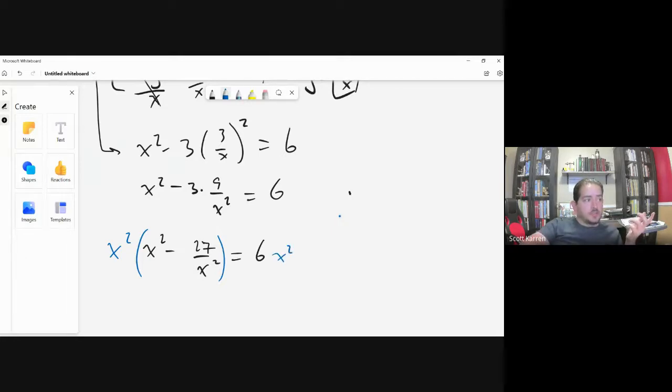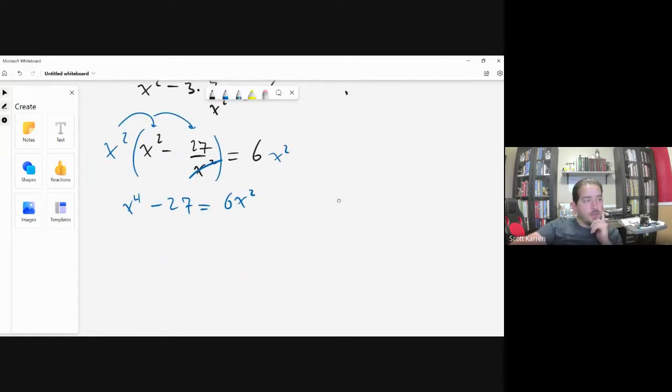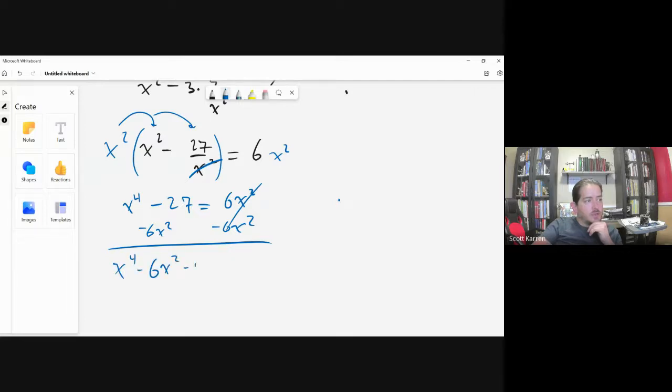And if I do that, I'll distribute the x squared through here. That gives me x to the 4th. But the x squared just cancels the x squared here, so I get just minus 27 equals 6x squared. Now I have no more x's in the denominators. That's nice, because now I can factor this. I'll start by subtracting 6x squared from both sides. So I have x to the 4th minus 6x squared minus 27 equals 0.